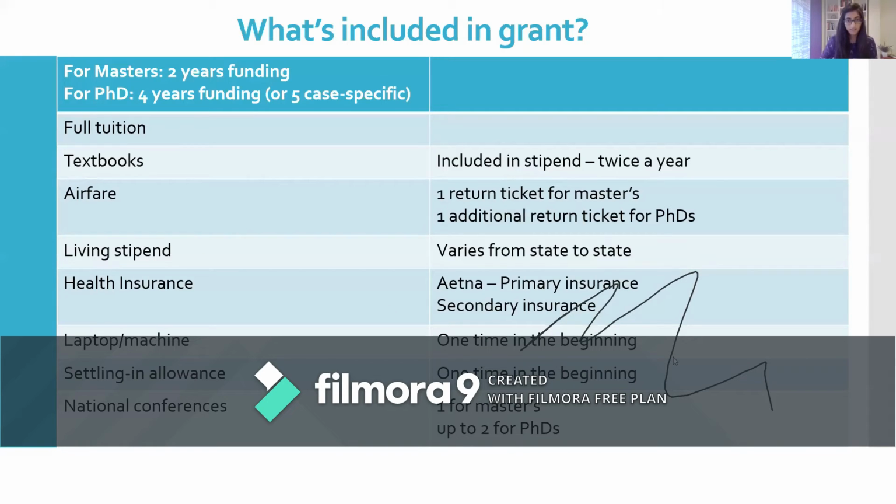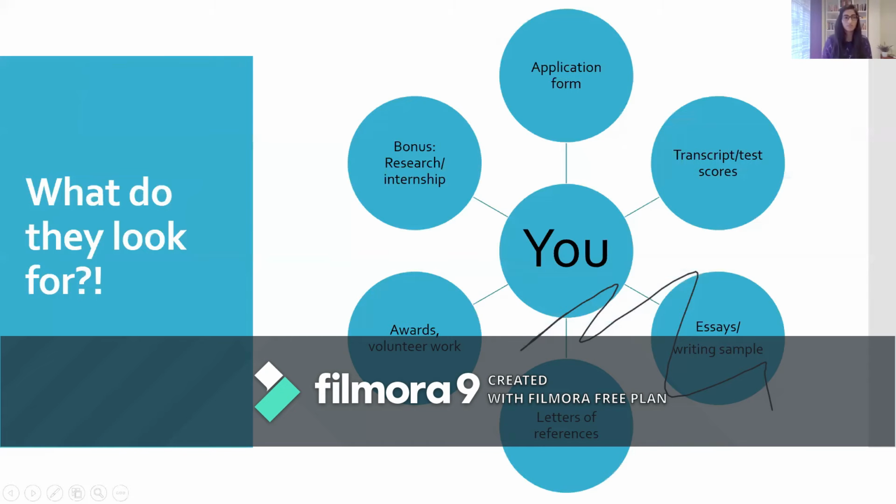All right. Now, let's see what to look for. So let's say it's you as an applicant, and I have shown whatever is required by the Fulbright reviewers from the applicant. So first thing is the application form.